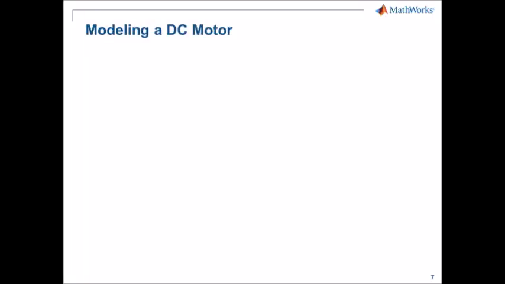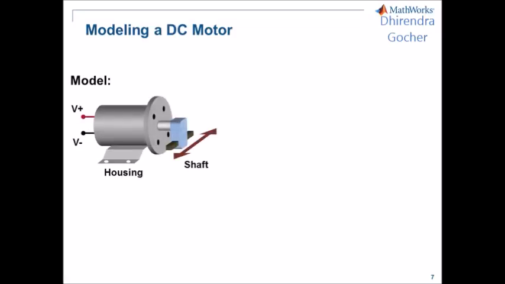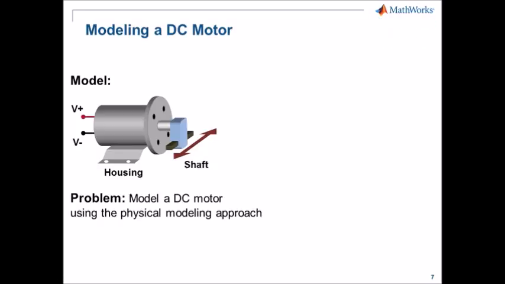In this demonstration, we're going to see how we can model a DC motor using the physical modeling method. The system we wish to model looks like this. We have a DC motor with electrical inputs that is connected to a rack and pinion to produce translational motion. We wish to model this using the physical modeling approach.